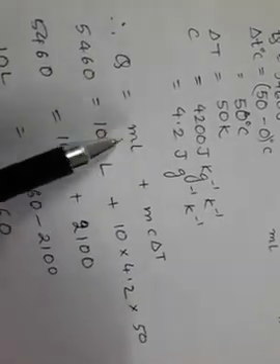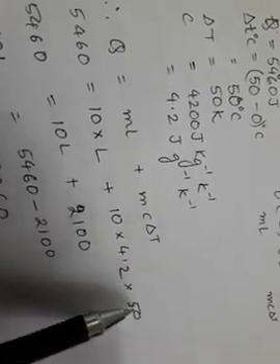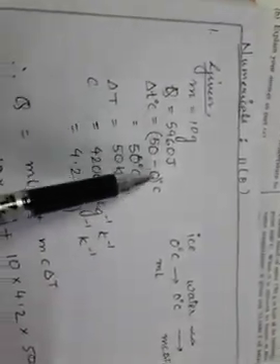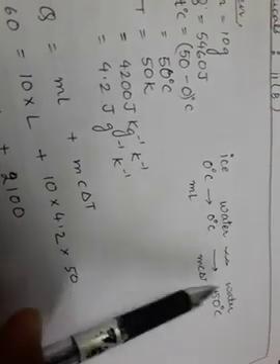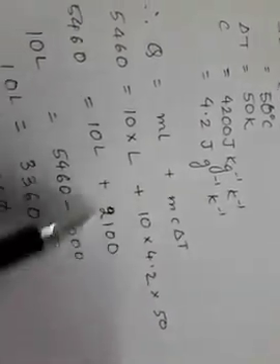Here, in place of M you have put everything, C you have put, delta T you have put. Delta T is nothing but 50 minus 0, because 0 to 50, so the difference is 50. After that multiply this and you'll get this.